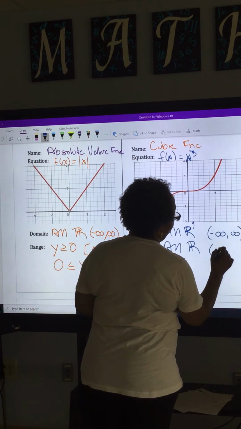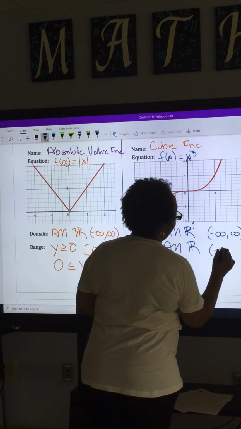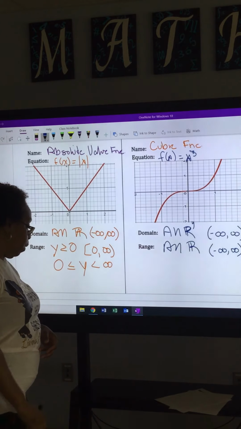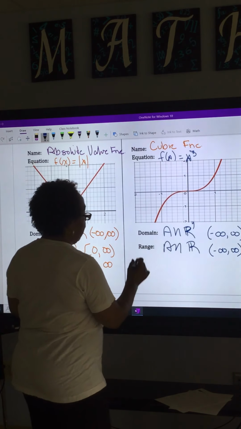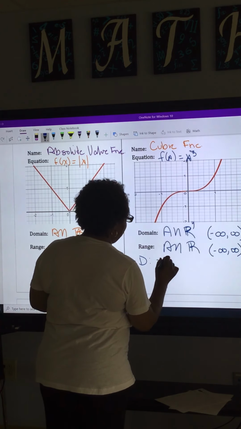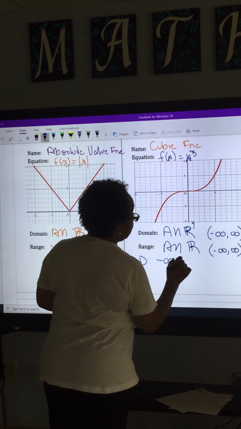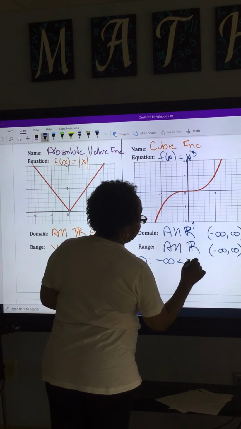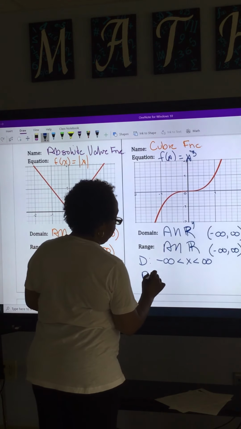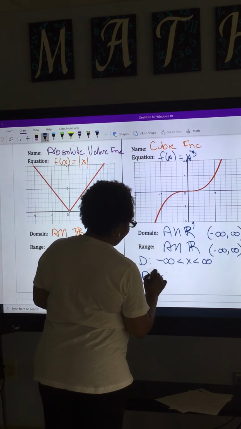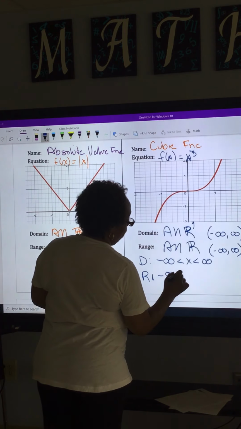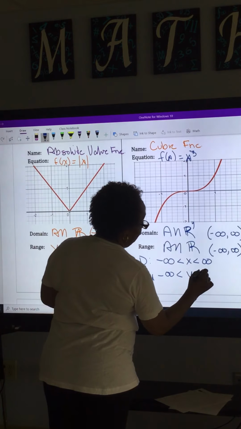Again, the same thing with the range. Okay? And another way to write those again for the domain, we could say that x goes from negative infinity, it's less than positive infinity. And the same thing with the range could be written the same way. From negative infinity less than y less than positive infinity.